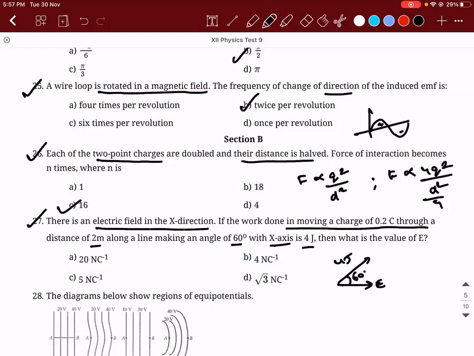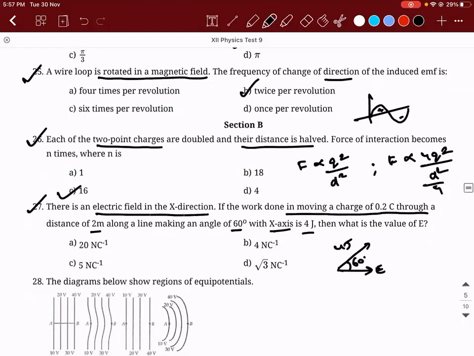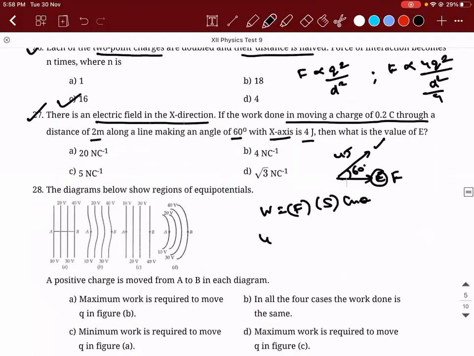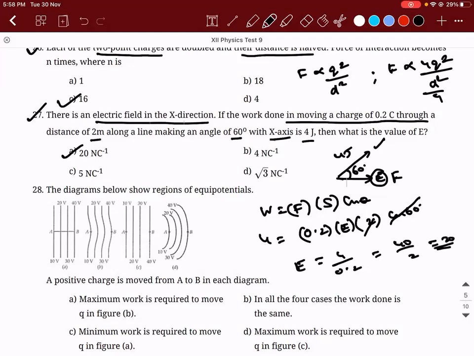So how to solve this? This is the direction in which force is acting. This is the direction in which displacement has taken place. So work done is equal to force into displacement into cos theta. Work done is 4 joule. Force is Q into E, that is 0.2 into E. Displacement is 2 meters, cos of 60 degrees. Cos 60 and 2 will get cancelled. So E will be equal to 4 divided by 0.2, or 40 divided by 2. 20 will be the answer. So 27 is the answer.